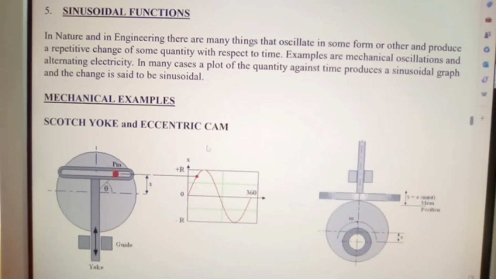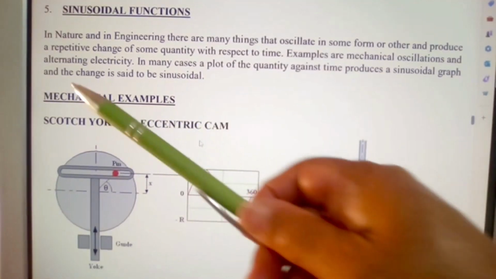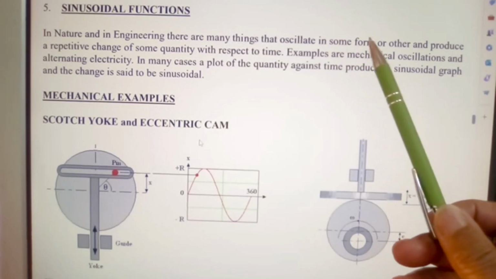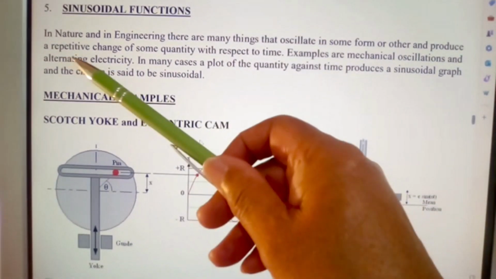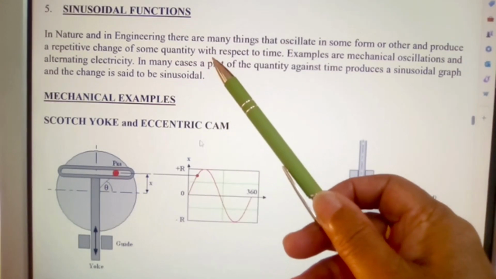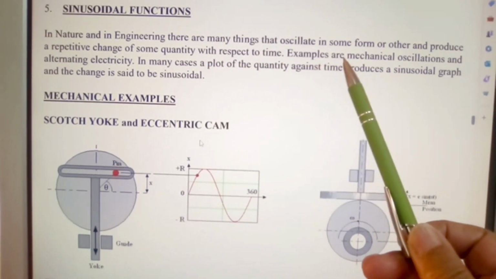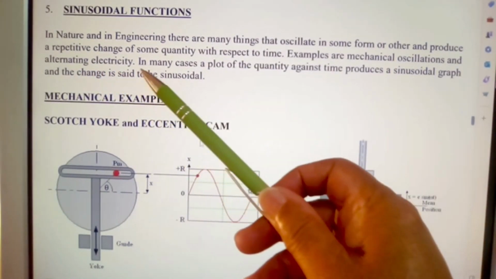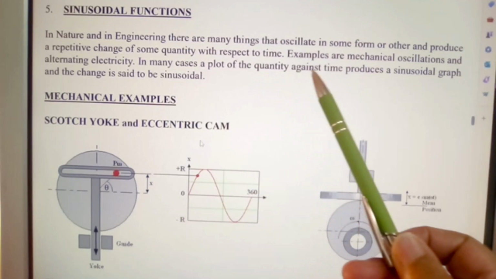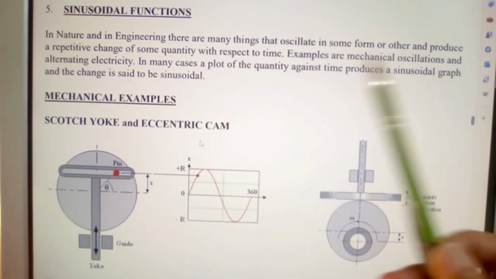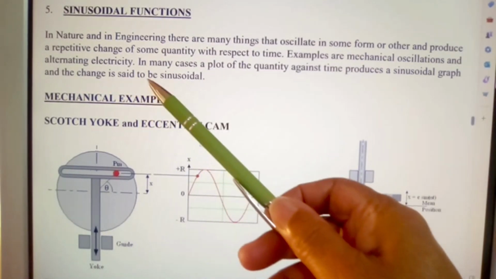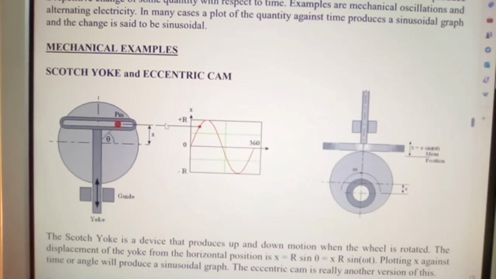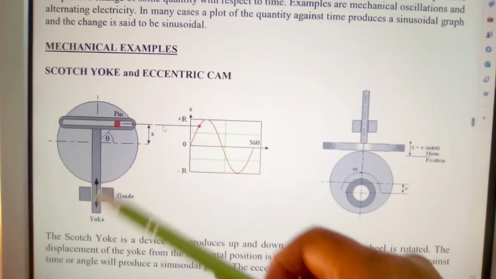Now here we have sinusoidal functions. In nature and in engineering, there are many things that oscillate in some form or other and produce a repetitive change of some quantity with respect to time. Examples are mechanical oscillation and alternating electricity. In many cases, a plot of the quantity against time produces a sinusoidal graph, and the change is said to be sinusoidal. And here we're looking at that, and we're showing you a mechanical example of that effect.